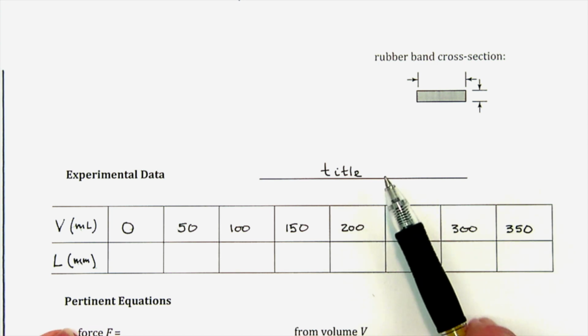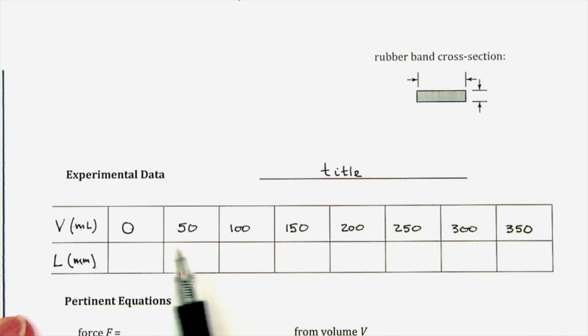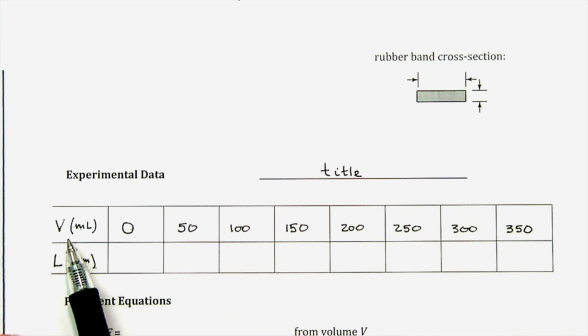You know that for all plots and tables, we need a title here. Put a title in there of your choosing. And we have two variables to record: the volume in units of milliliters and the length between the lines on the rubber band in millimeters.